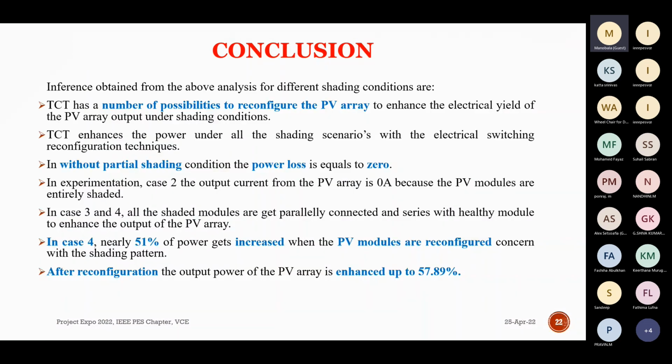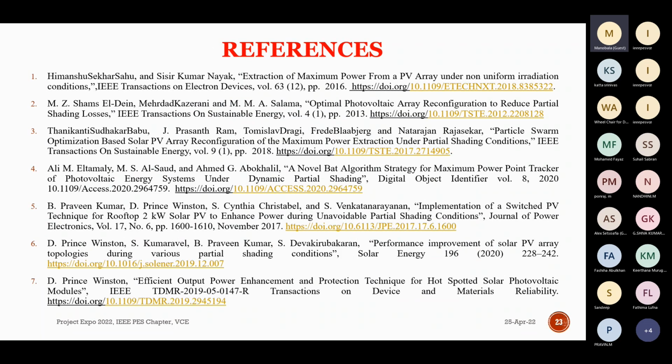Conclusion. TCT has more possibilities for reconfiguration with a minimum number of switches. By comparing before and after reconfiguration values, we can get around 57.89% of power enhancement in PV arrays. It not only minimizes the losses but also increases the power efficiently up to 58%. It will directly affect the profit acquired from the solar power plant. These are our references, and thank you.